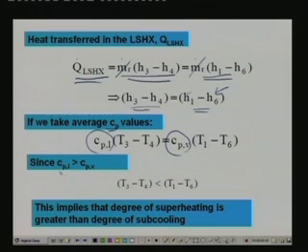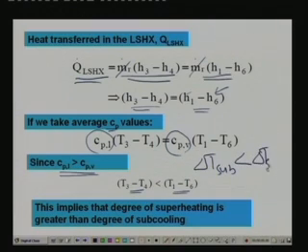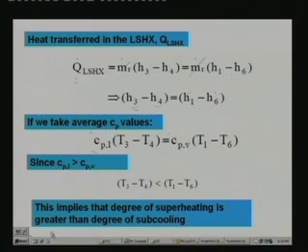And as you know, generally the specific heat of the liquid is much higher than the specific heat of the vapor. That means CPL will be greater than CPV. So from this equation, T3 minus T4 should be less than T1 minus T6. That means delta T subcooling will be generally less than delta T superheating. How much less depends upon the values of Cp for liquid and Cp for the vapor. So that's what is mentioned here. Degree of superheating is greater than degree of subcooling, right?